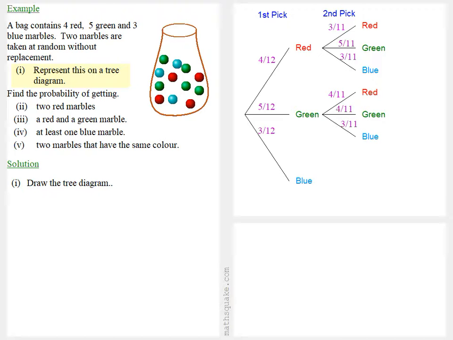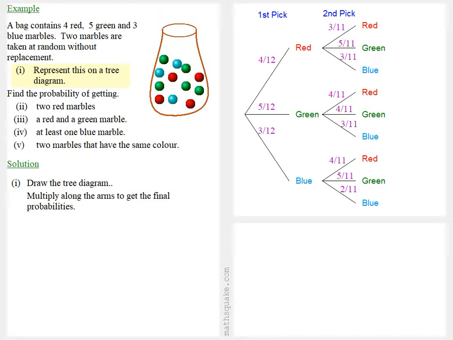If we have chosen a blue, there are still 3 options for the second pick. That's red, green or blue. There are 4 reds left, so the probability is 4 over 11. There are 5 greens left, so that's 5 over 11. But for the blues, there are only 2 of them left, so the probability of picking a blue is only 2 out of 11.